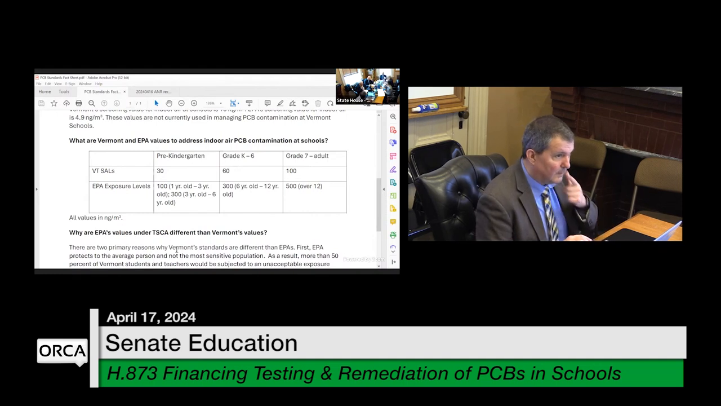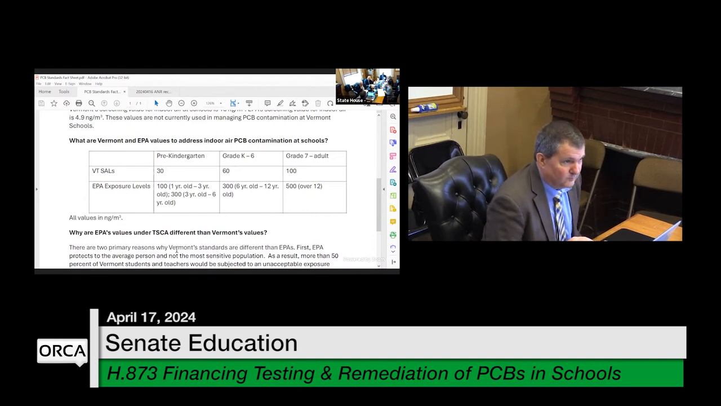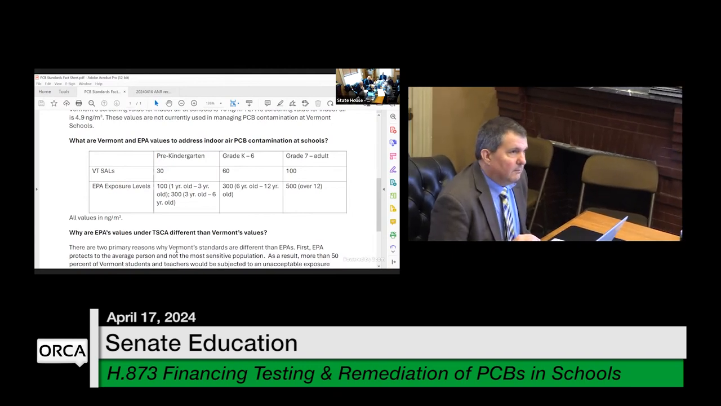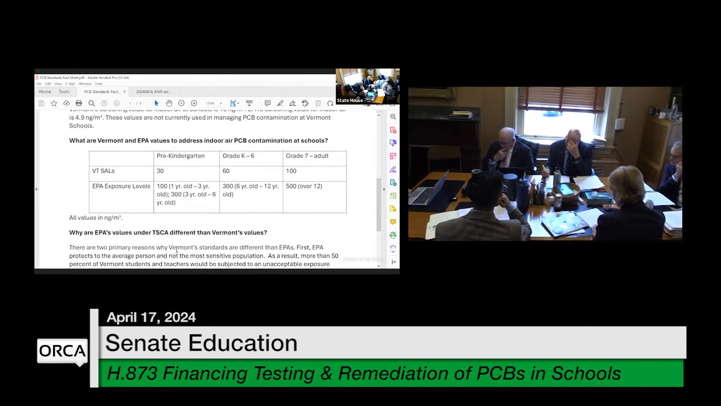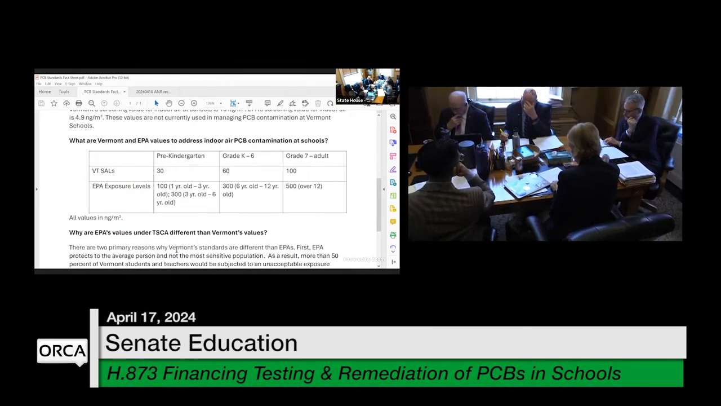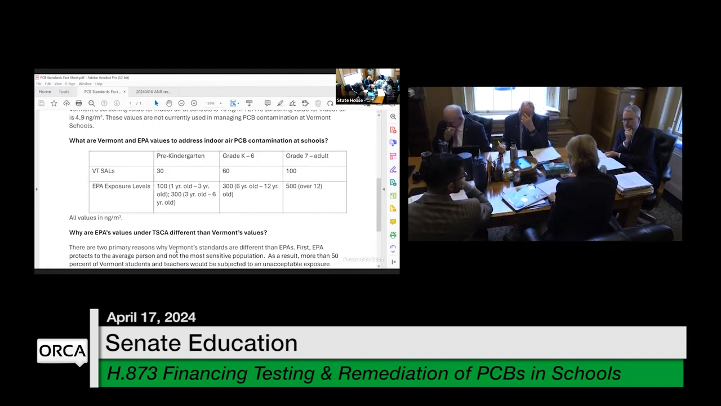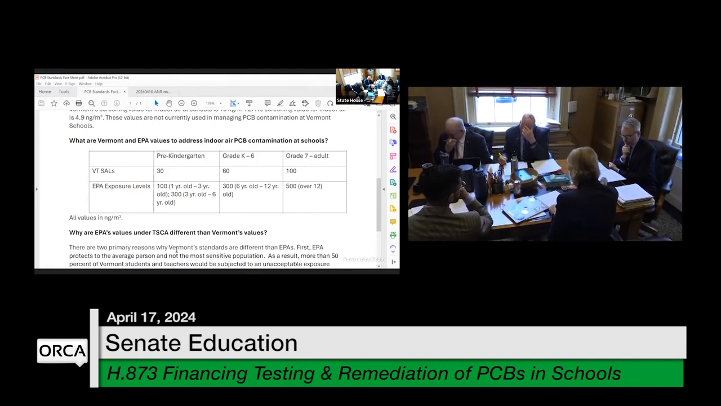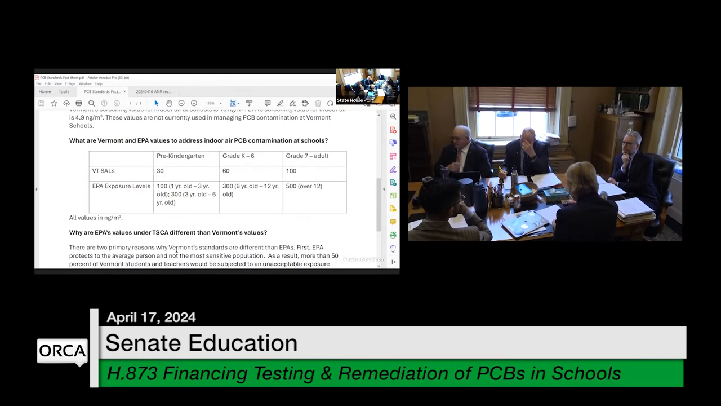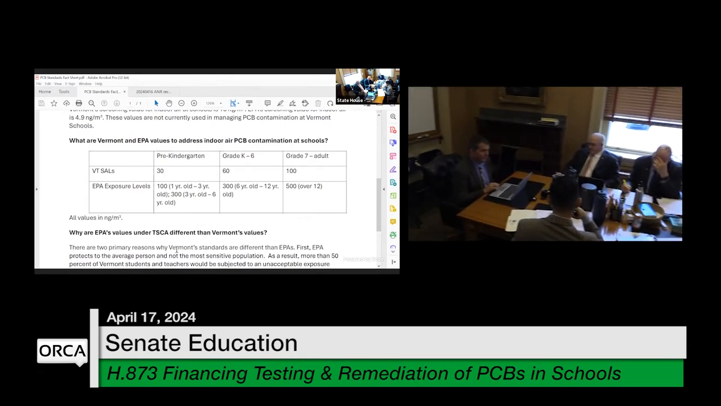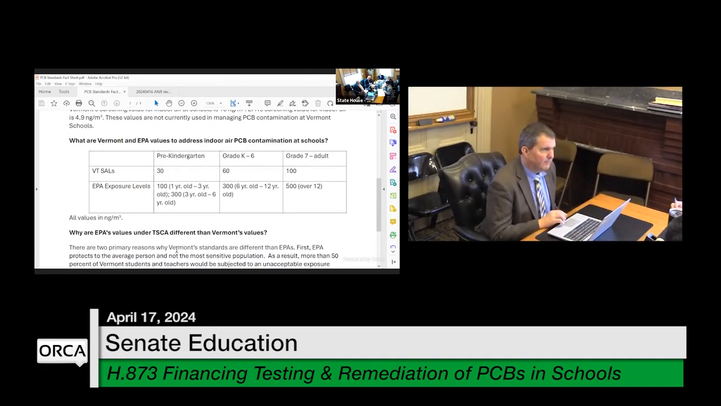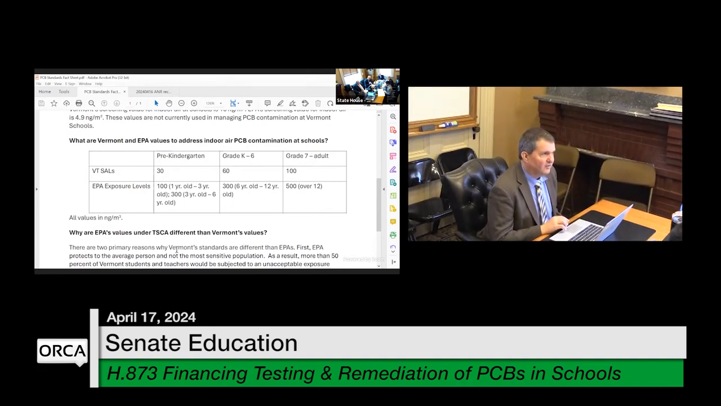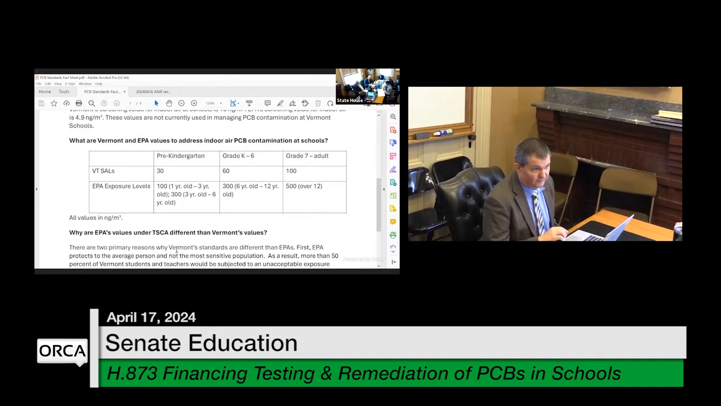I feel like we're not comparing apples to apples. Why does one part of the table say exposure levels and one say SALs? Are those the same things? Well, that is what Vermont calls them, school action levels, and EPA calls them exposure levels. Okay, but they're both measuring PCB concentrations in indoor air at schools.